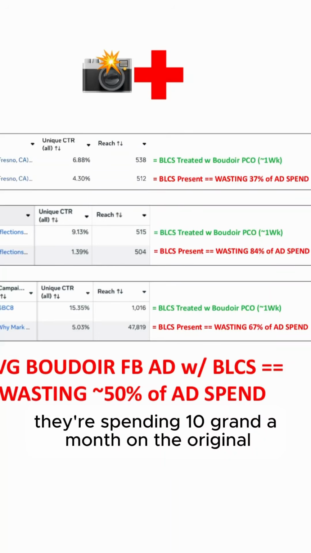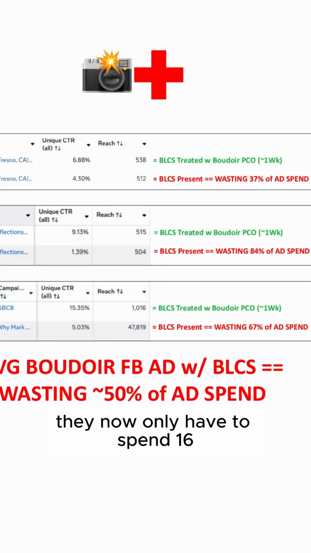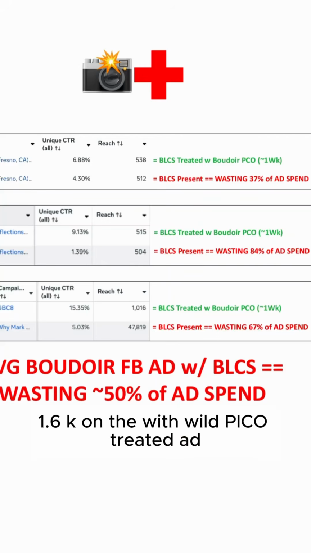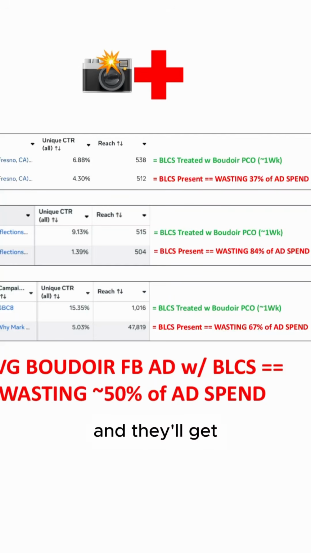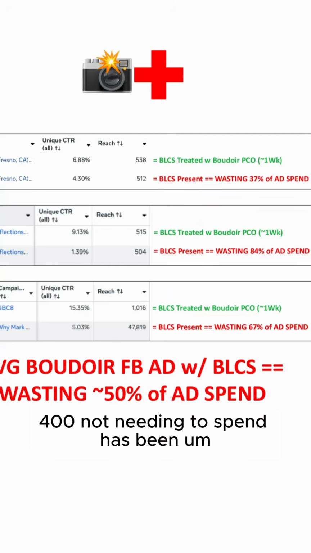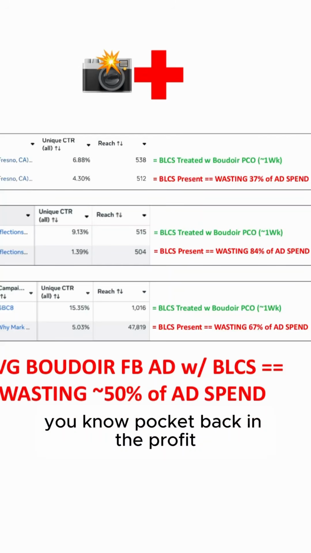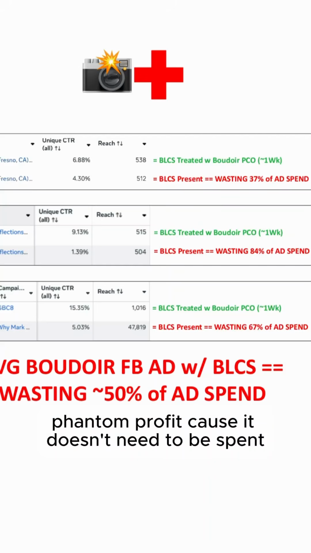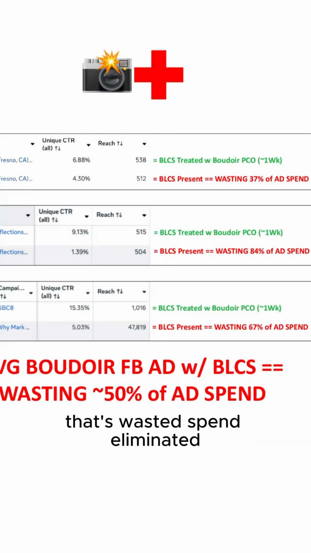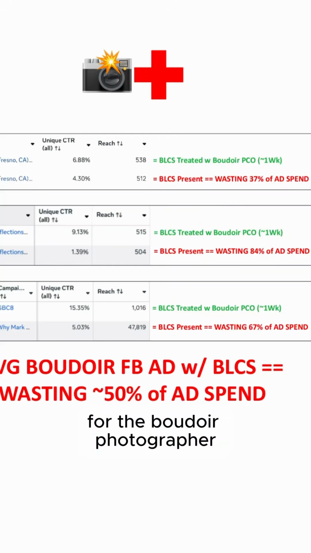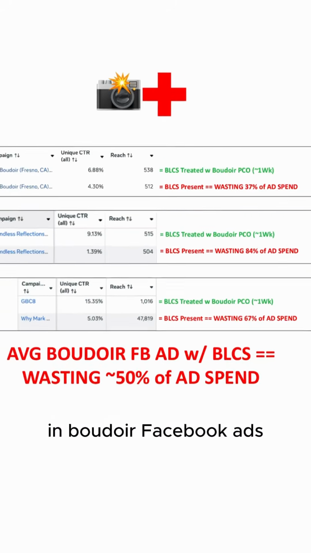So if they're spending 10 grand a month on the original, they now only have to spend 1.6K on the Boudoir Pico treated ad, from 10K to 1.6K, and they'll get that into the same number of women's brains in both scenarios. So 8,400 not needing to spend is pocketed back as phantom profit because it doesn't need to be spent. That's wasted spend eliminated. That's like 100 grand over the next 12 months for the boudoir photographer that's spending 10K a month in boudoir Facebook ads.